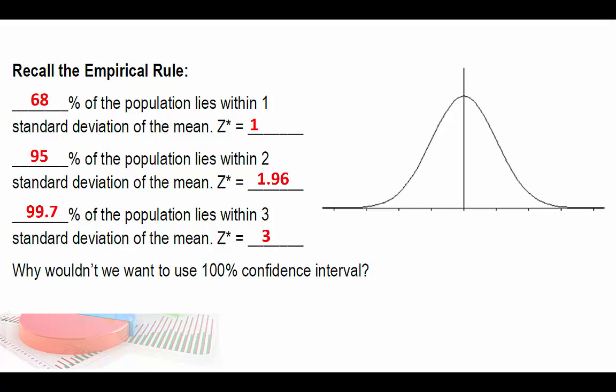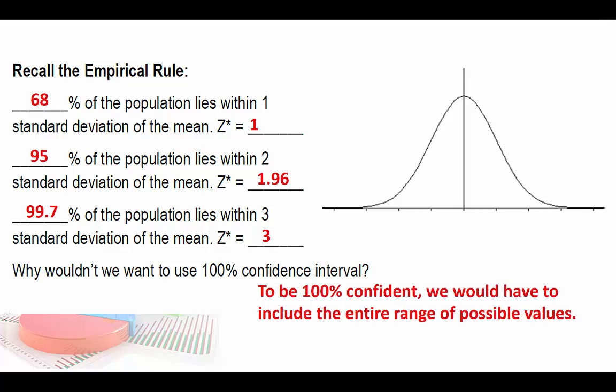What if I wanted to be 100% confident? Why don't we just use 100% confidence intervals? Well, I could say that the average age of all my students in my statistics class is between 6 and 25, and I would be 100% confident. Or I could pick more realistic numbers, probably closer to 14 to 19 is what I would guess. But are you very impressed with my prediction? No, because I had to use the entire range of possible values.